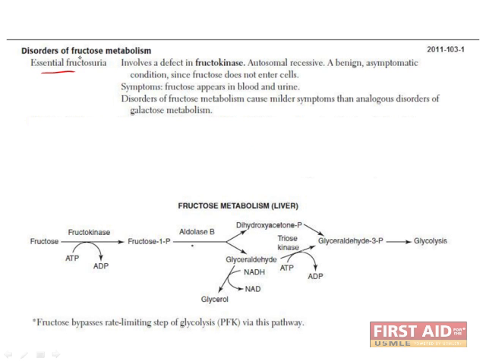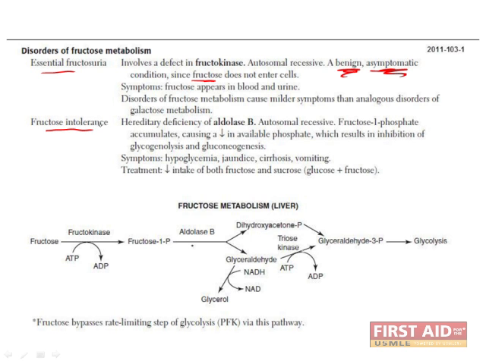Essential fructosuria is an autosomal recessive defect in fructokinase. It's a benign asymptomatic condition, since fructose never enters the cells and is just washed out in the urine. However, fructose intolerance is a more serious autosomal recessive disorder of aldolase B.